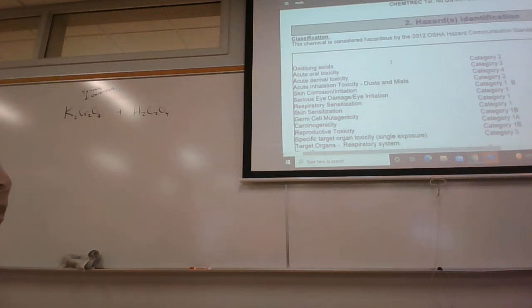But let's look at redox properties. For redox, would you call oxalic acid electron rich or electron poor? Or maybe in the middle? In the middle? Well, what are the oxidation states here?